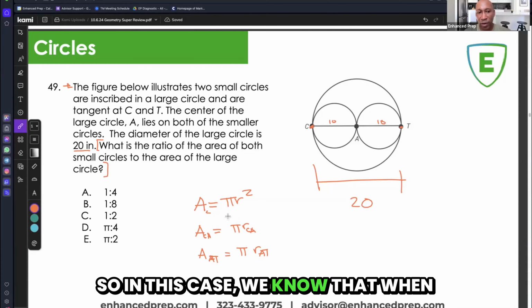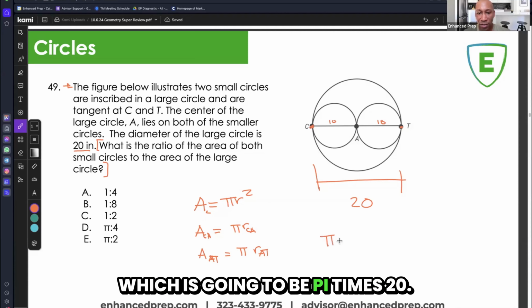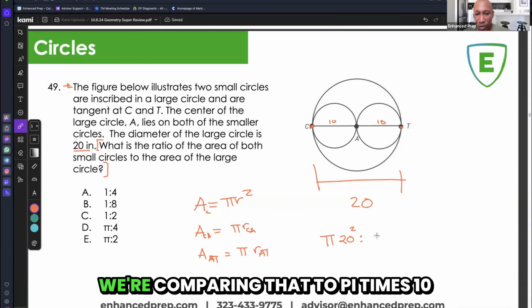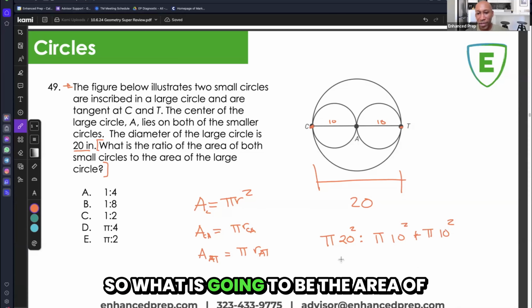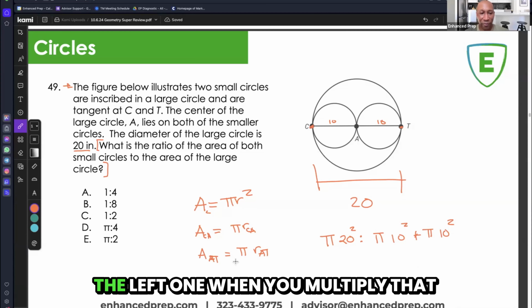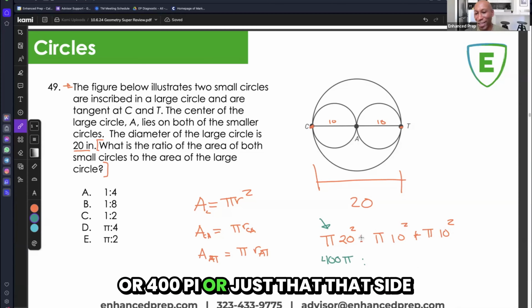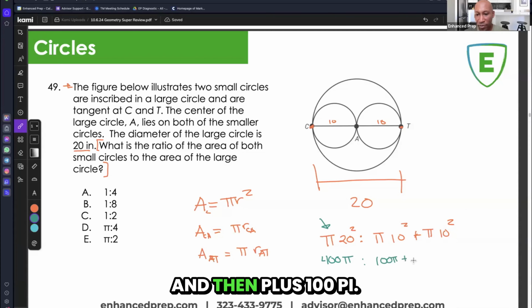So in this case, when we're thinking about the ratios, we have the ratio of the first one, which is going to be pi times 20 squared, right? And then we're comparing that to pi times 10 squared plus pi times 10 squared. So what is going to be the area of the left one when you multiply that out? 400 pi, right? And then what is 10 squared? 100, plus 100 pi.